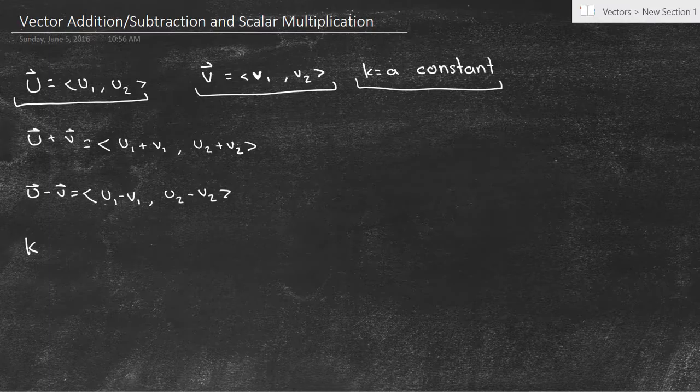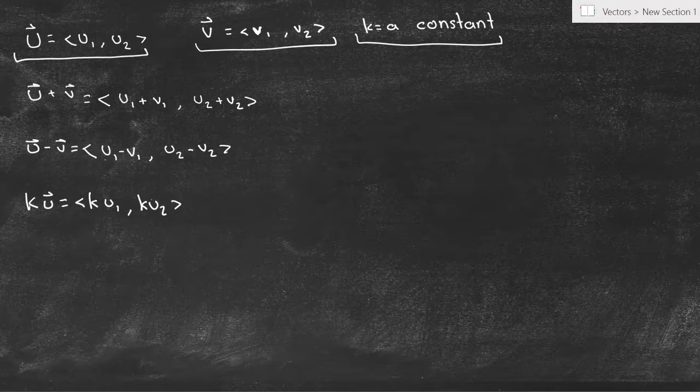And then also, scalar multiplication is another one that is pretty much what you would think. So we have some constant k, and we're multiplying by a vector u. The new components of the vector are going to be ku1 and ku2. It's almost like you're distributing the k out. So now let's do some examples here.